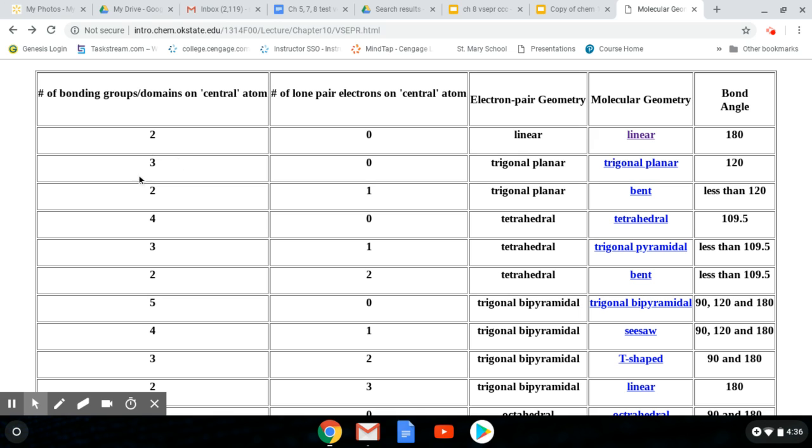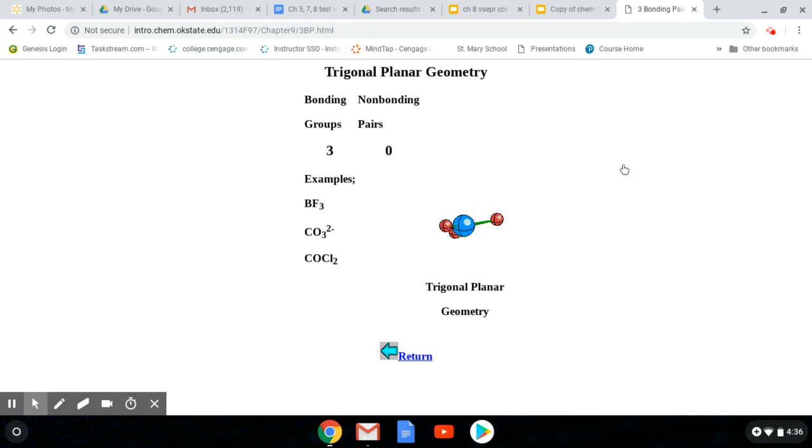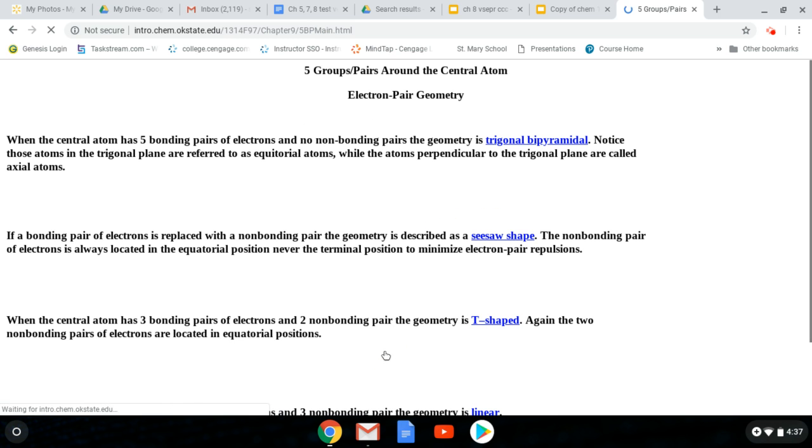Next, let's add one thing around it. So now we have three things around it. It's going to be three bonding groups and no lone pairs. So therefore, we're going to have a trigonal planar. Trigonal planar means it's going to have a bond angle of 120 degrees between the atoms. So take a look at this structure here. Here's our central atom. All of these bonding pairs are 120 degrees apart.